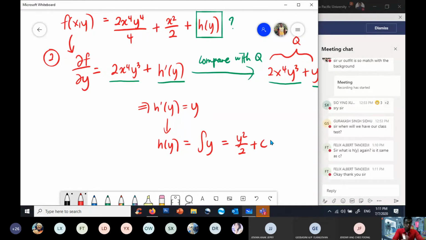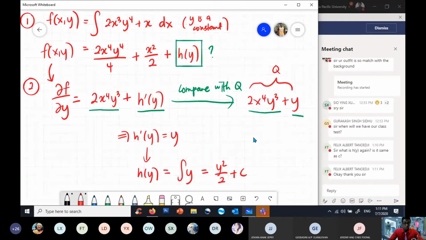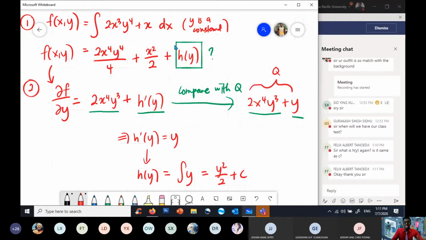The whole process of me doing the second part is because I wanted to know what was my hy in the very beginning. So I differentiate, I compare with Q, I found out that h prime is equal to y. From there, I managed to find out what is my hy by integrating this with respect to y. So this is apparently my hy.